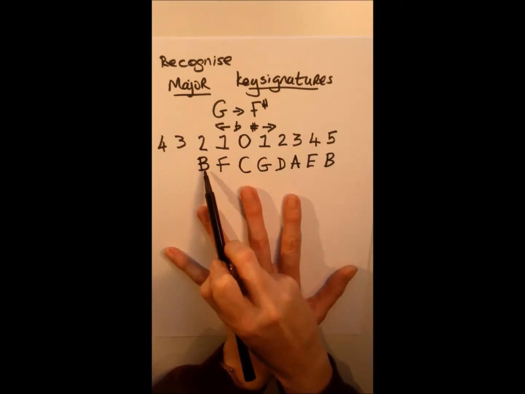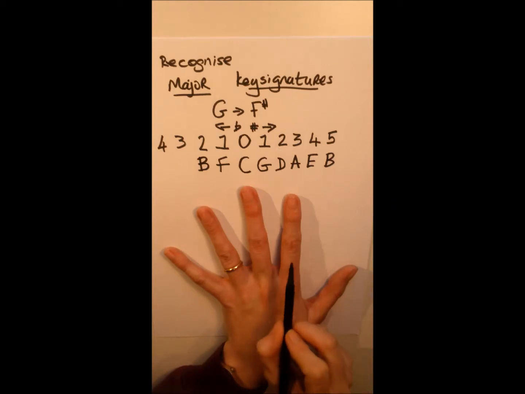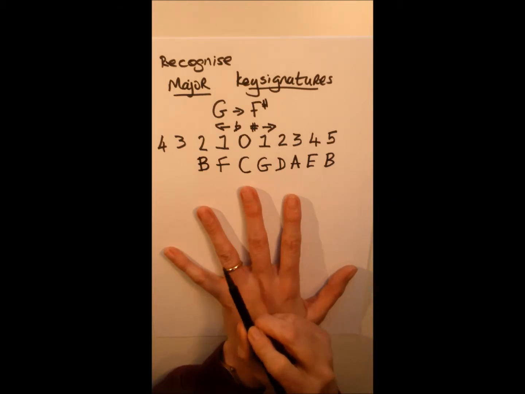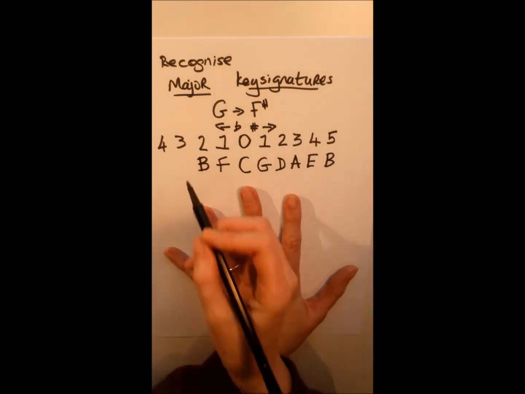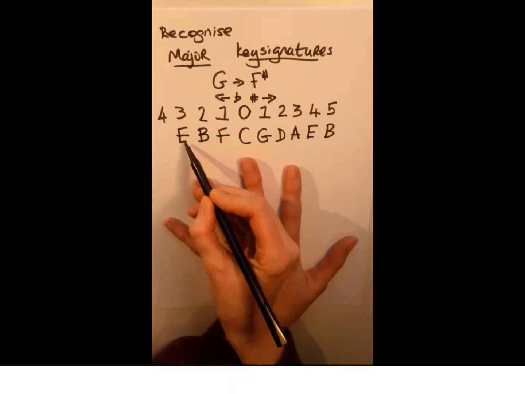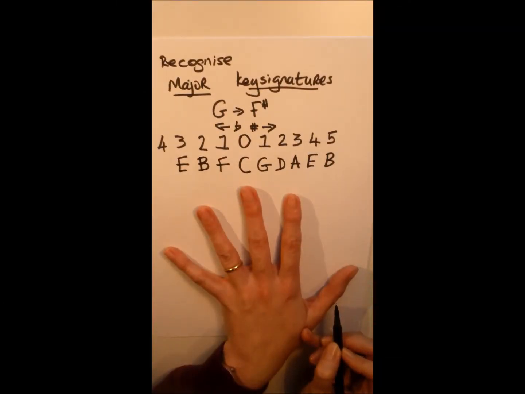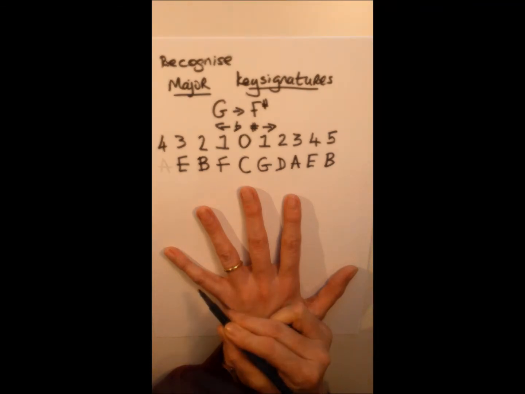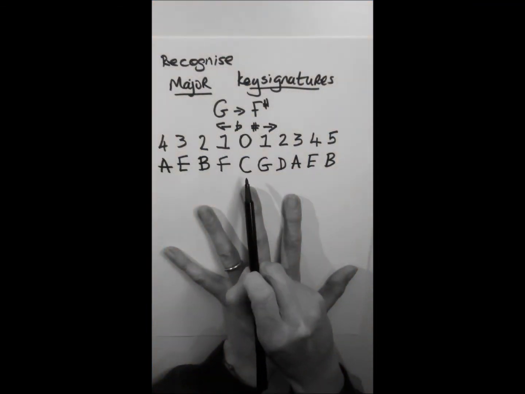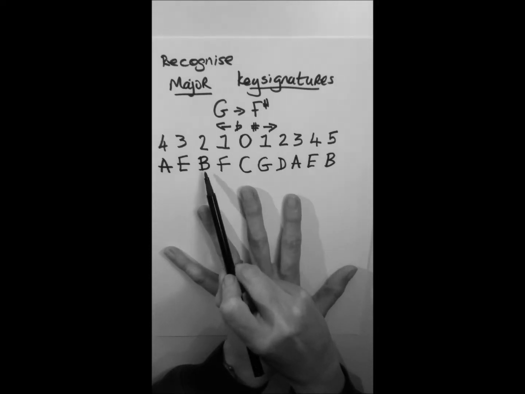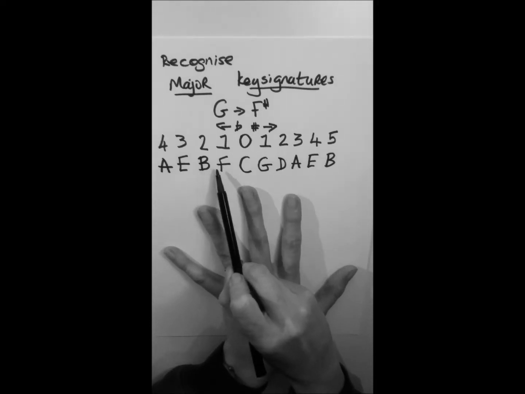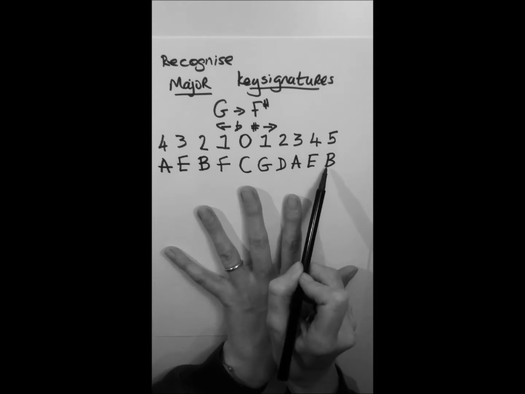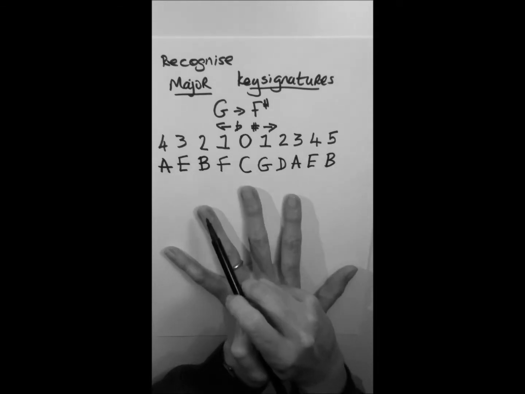Let's go back again, starting on B: B, A, G, F, E. Now we start on E and go back 5 again: E, D, C, B. Now you might ask yourself, how can we have one scale here, B, with 2 flats, but up here we have another scale of B with 5 sharps? How do we know the difference between them?